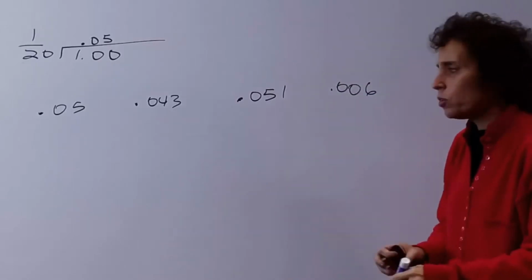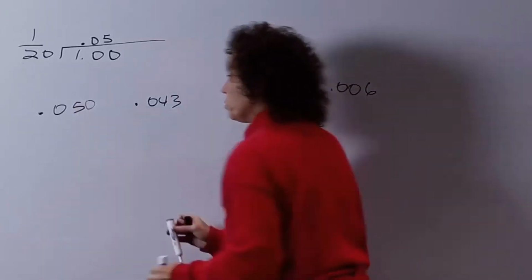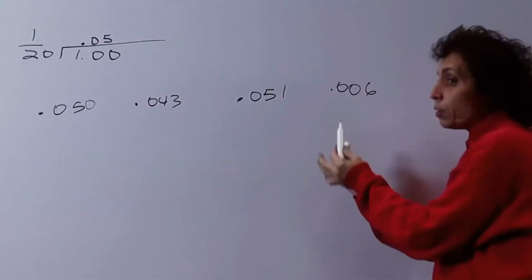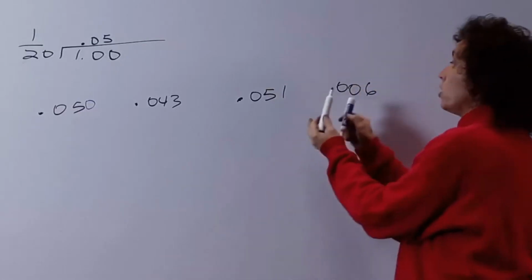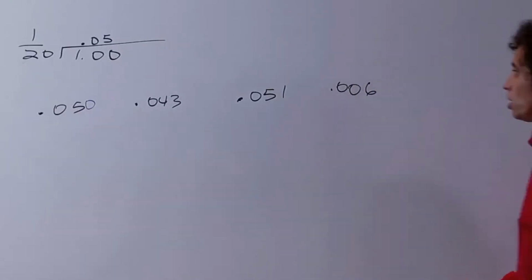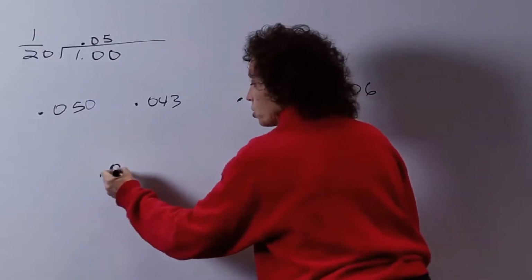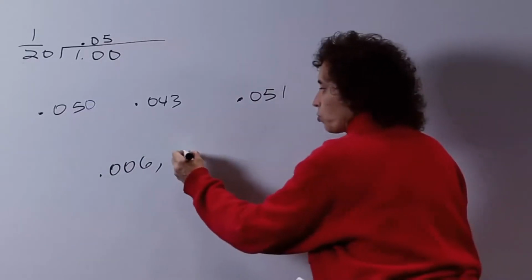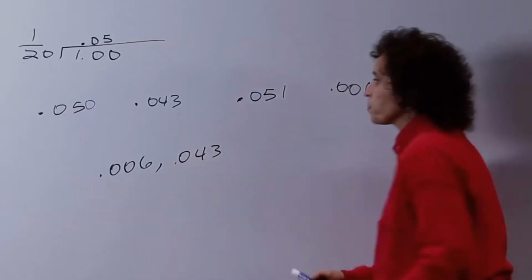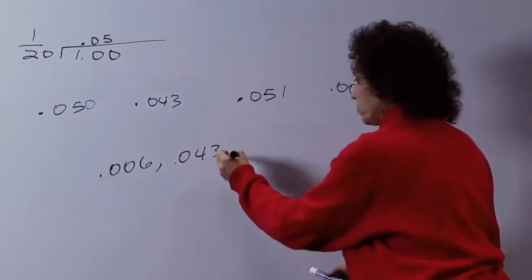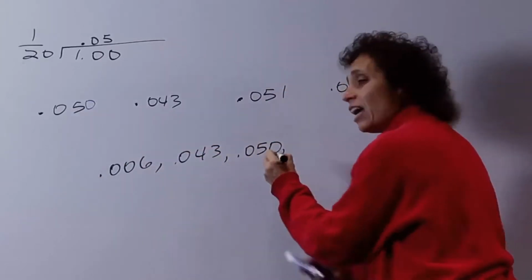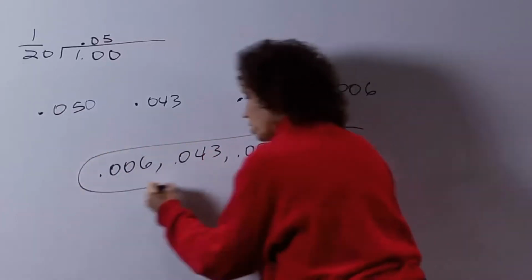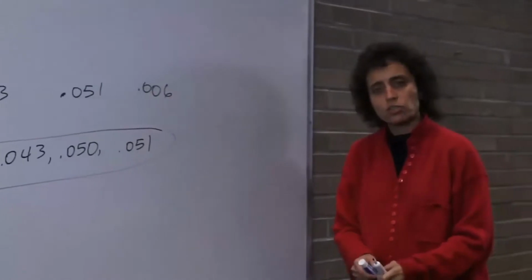They all have 3 decimals, so I'm going to give this a 3rd decimal. Let's think of it as the number 6. It is 6 thousandths. Okay, so 0.006 is the smallest. The next smallest is this one, 0.043, because we can think of it as 43. And then this one, 0.050. And then finally, the biggest one, 0.051. And that's it, from smallest to largest.